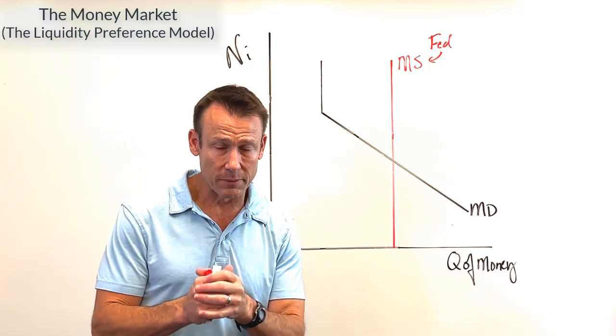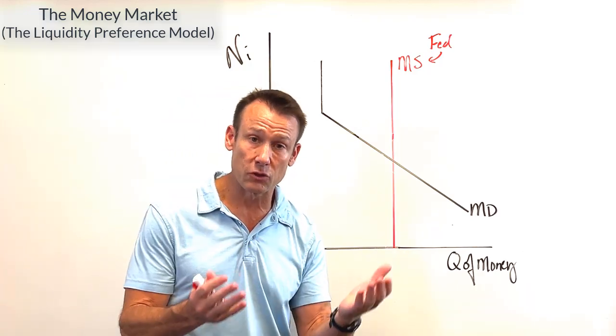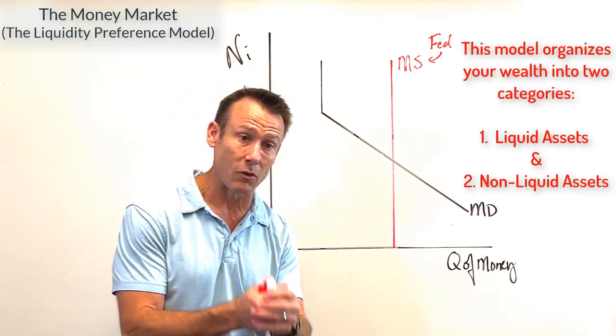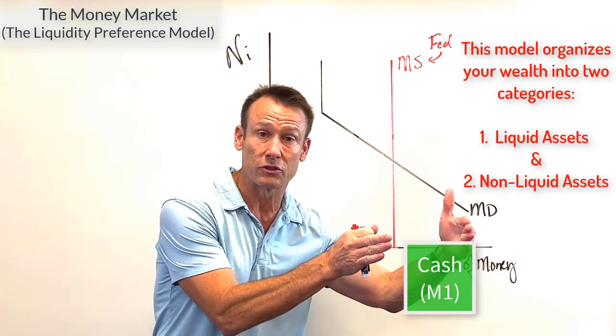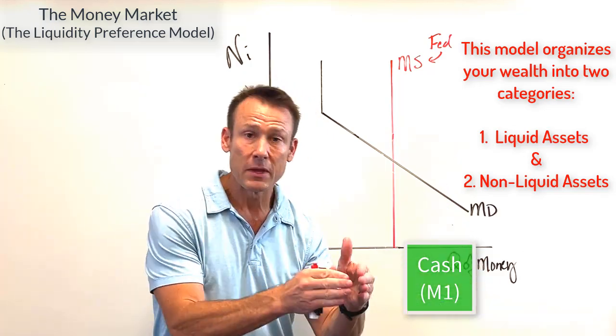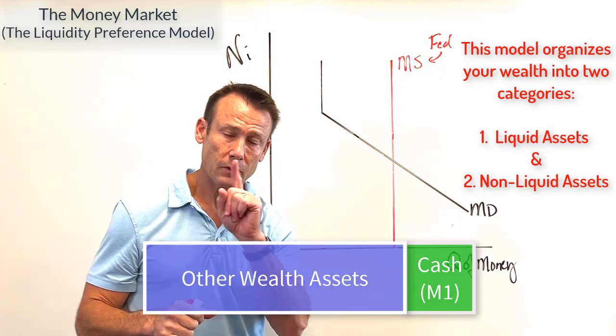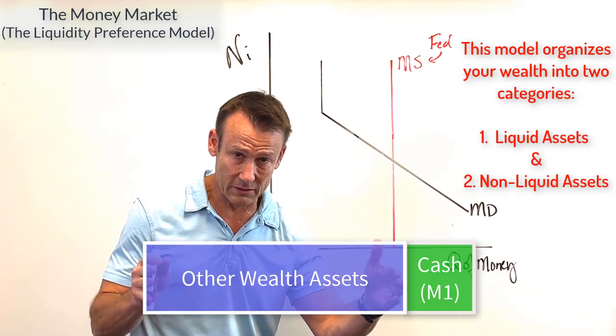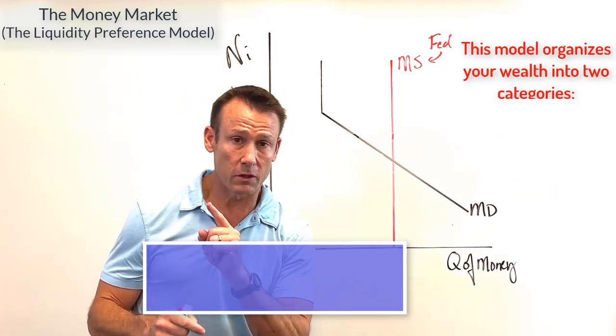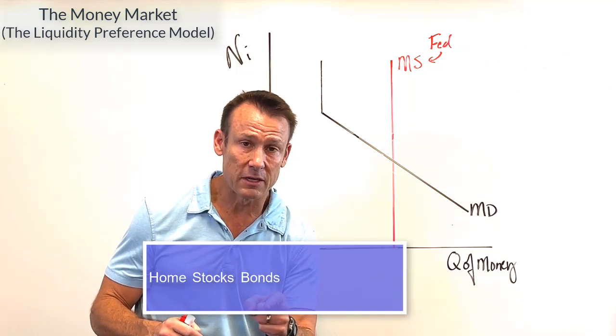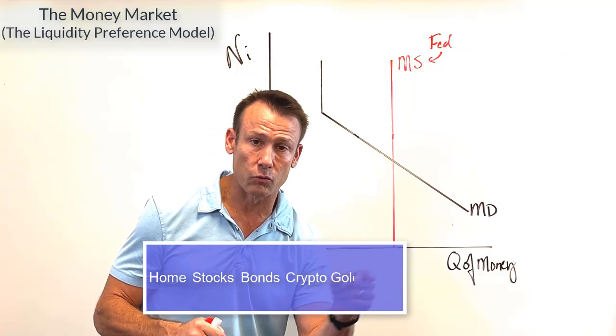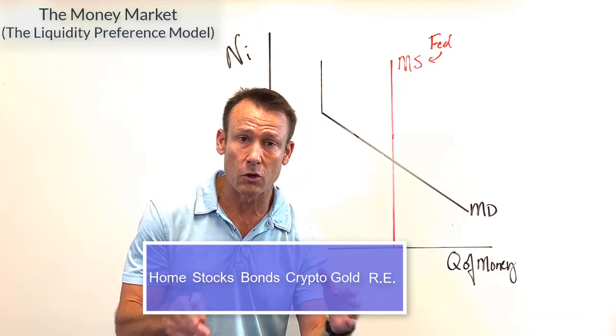Now, let's talk a little bit about your wealth, and we're going to organize it into two categories, of course, okay? We're going to organize it into liquid assets, which is your M1, which is your money, and non-liquid assets. Let me talk about the non-liquid assets first, okay? What are we talking about? We're talking about your home, stocks, bonds, maybe even cryptocurrency, gold, other real estate holdings besides your home, those type of things, okay?